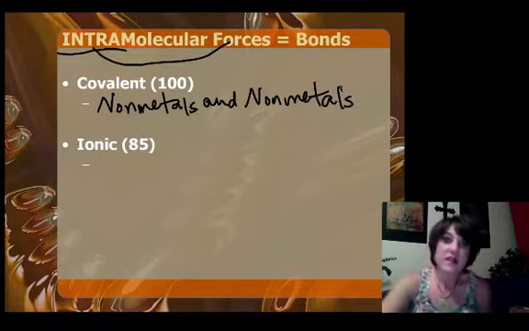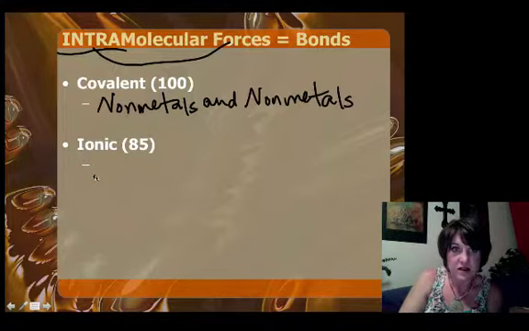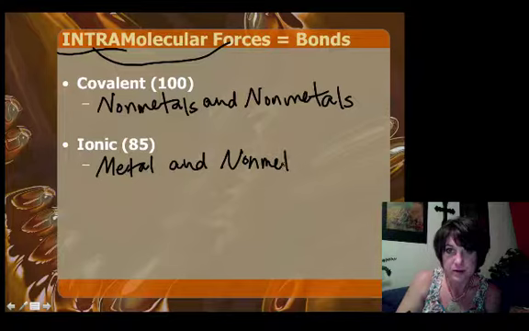All right, then the next kind of bond is called an ionic bond. It's about 85% the strength of the covalent network solid. So an ionic bond is the kind that exists when a metal bonds to a nonmetal. And it's a little bit weaker than a covalent bond.